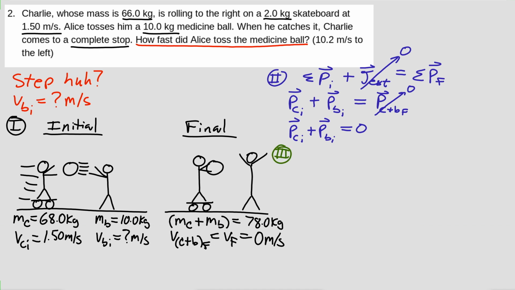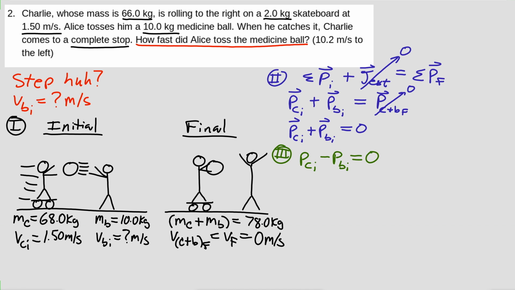Step 3 is math. The first part of math in a problem like this is to take off the hats and to put in the signs for the different things. So P sub ci, momentum of Charlie initial. Charlie's moving to the right, so I'm calling that positive momentum, so that gets a plus, P sub ci. Now for the initial momentum of the ball. That's going to the left, so I'm making that one negative. So P sub bi.